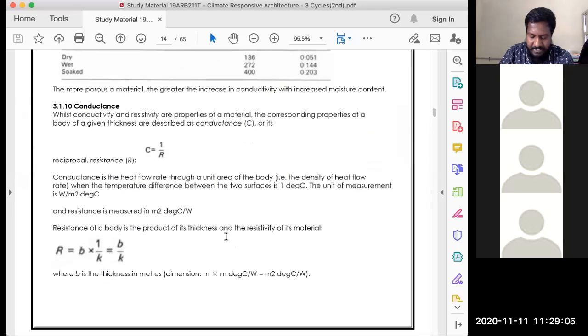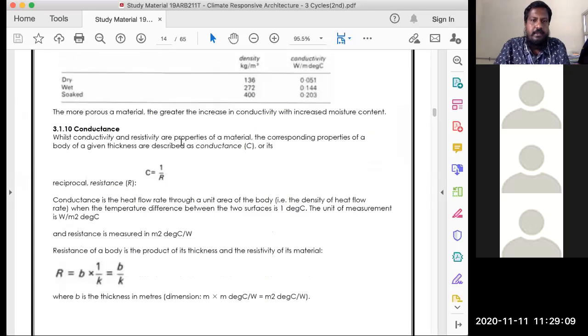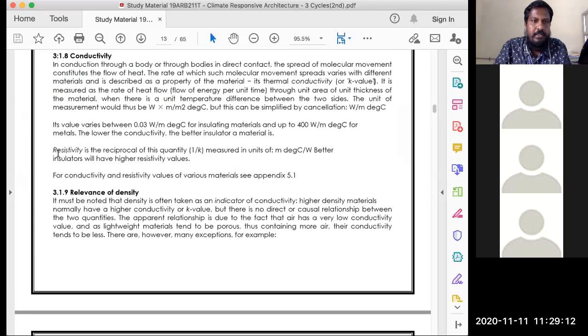Now, what is conductance? First, resistivity, I just want to bring a note also. Resistivity is the reciprocal of the conductivity. So that's why it's 1 by K, measured in the units meter degree Celsius per watt. Better insulators will have high resistivity values. So you can just have a relevance.